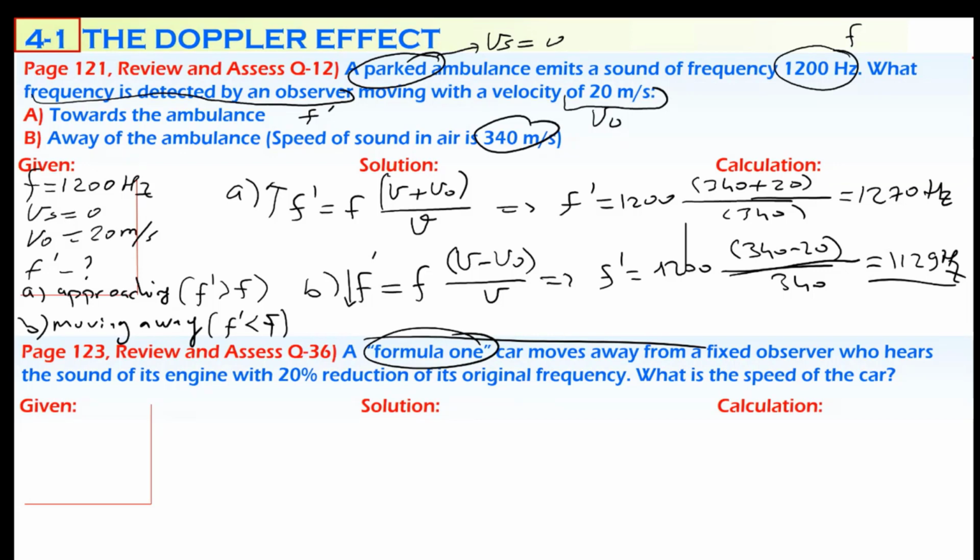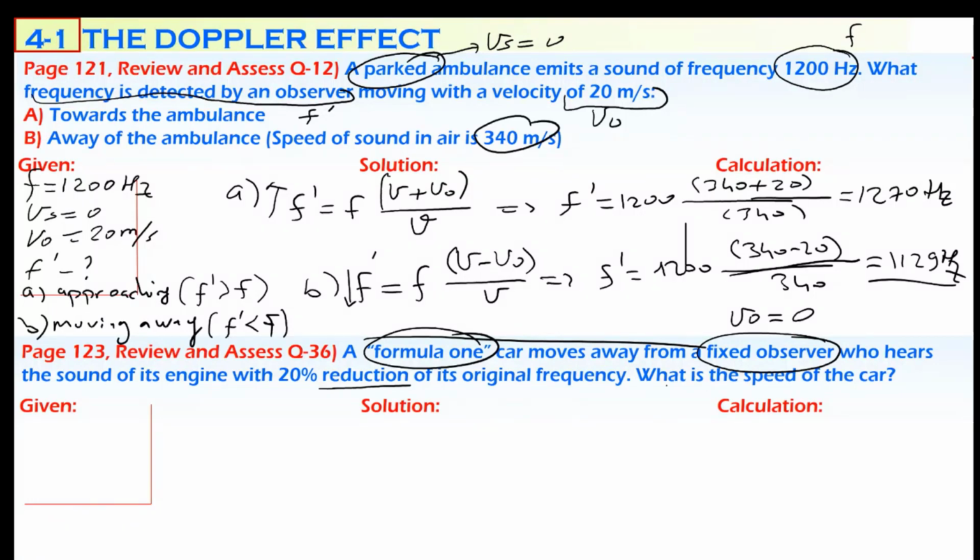So a Formula One car moves away from a fixed observer. Fixed observer means VO is equal to zero. Who hears the sound of its engine? The engine of the Formula One car has a 20% reduction. What does reduction mean? Decreases, a 20% decrease of its original frequency. So the detected frequency will be 20% decreased from its original frequency.